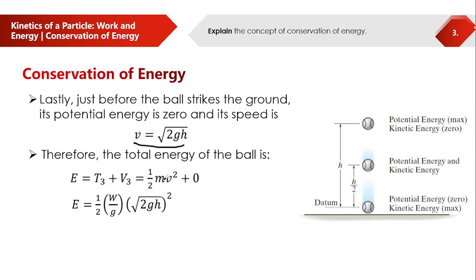Tapos, to compute for the mass again is W over G times the velocity squared. That will be 2GH squared, no? Square root of 2GH squared. So that will be 1/2 WG 2GH. So makakancel out tong 2, tsaka 2, makakancel out din yung G, tsaka yung G. Therefore, yung E will be W times H, which is equal lang din sa initial na position niya.